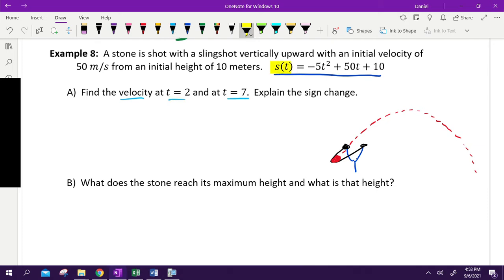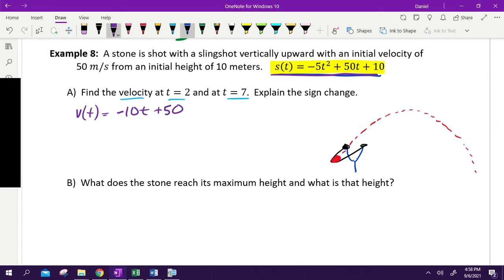Find velocity at 2 and 7. So what am I going to have to do with position? To find velocity, take the derivative. I'm going to find v of t. So I get -10t plus 50. That is the derivative of that guy right there. That's a 5, I swear.